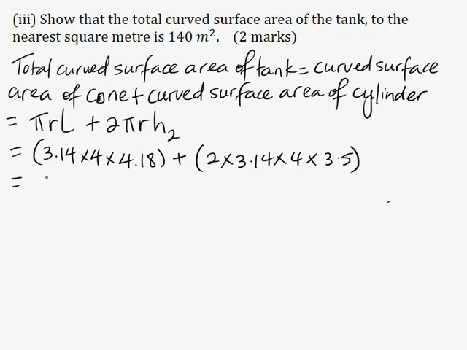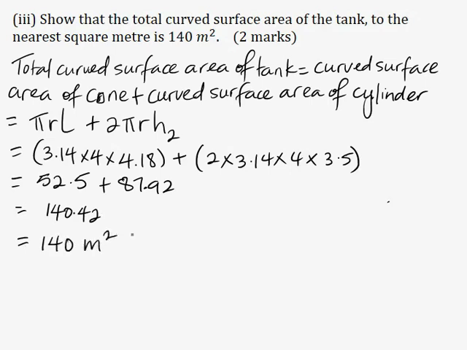Working this out on my calculator here, I'm getting 52.5 plus 87.92. Adding these two numbers here, I'm getting 140.42. This is equal to 140 meters squared to the nearest whole number.